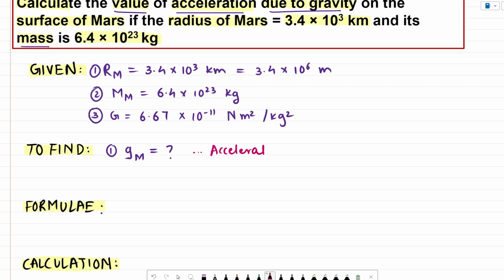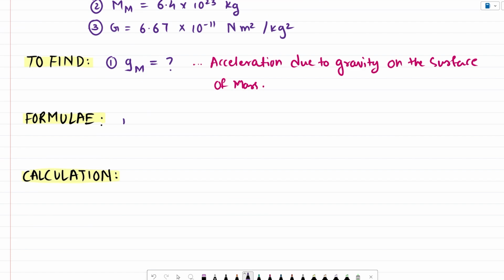acceleration due to gravity on the surface of Mars. Okay, so हमें Mars के surface की acceleration due to gravity ढूंढना है, and we know the formula to calculate gravitational acceleration at surface. This value is GM, that is the universal gravitational constant, into the mass of the planet divided by the radius of the planet, the whole square.